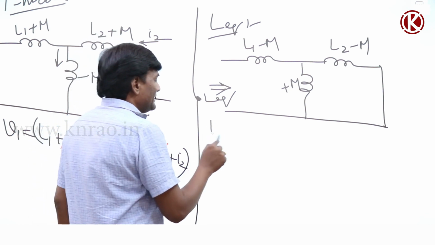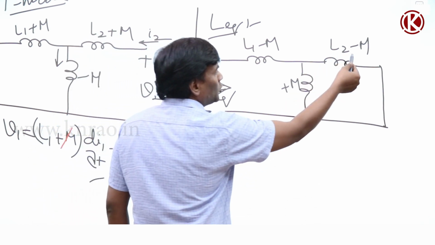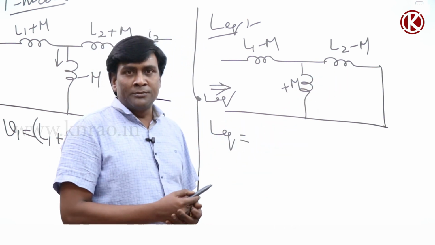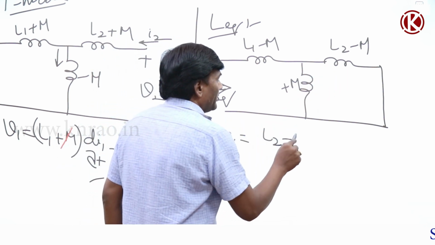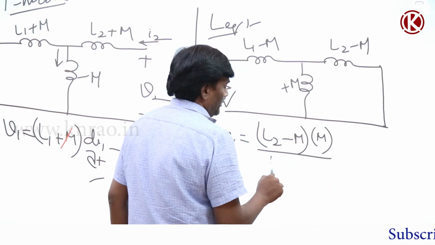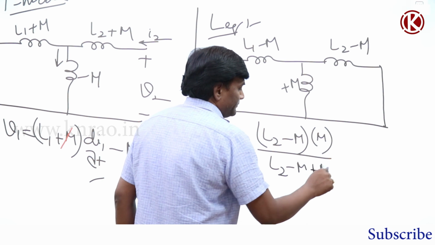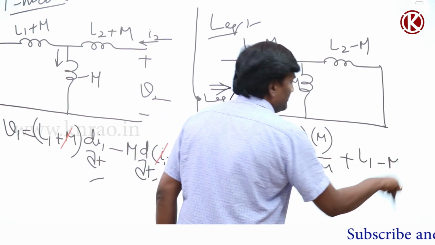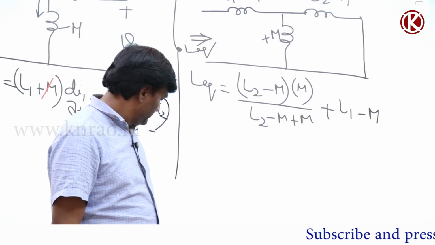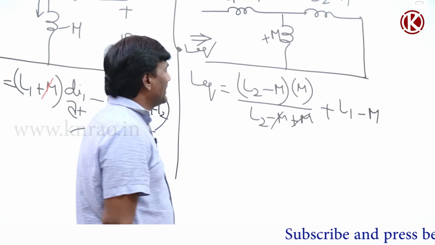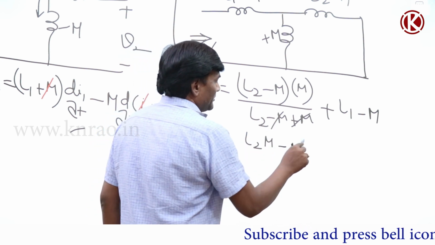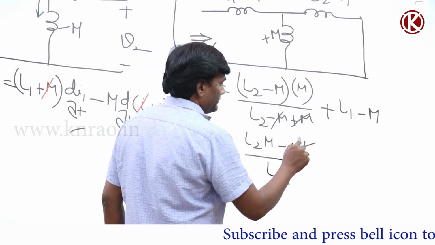So if I short circuit the secondary or second coil, he asked to find L equivalent here. So how much is L equivalent? It is going to be L2 minus M in parallel with M, so Z1 Z2 by Z1 plus Z2 in that way. So L2 minus M into M by L2 minus M plus M, plus L1 minus M. Okay, so see here, minus M plus M will get cancelled. So this is L1 minus M squared by L2.